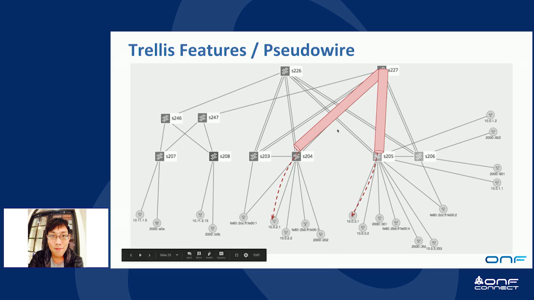So this is how the Pseudowire should look. The packet that enters the Pseudowire on the 204 side will look exactly the same as the packet that's output from the tunnel on the 205 side. At least the L2 header and all the inner headers will be exactly the same.